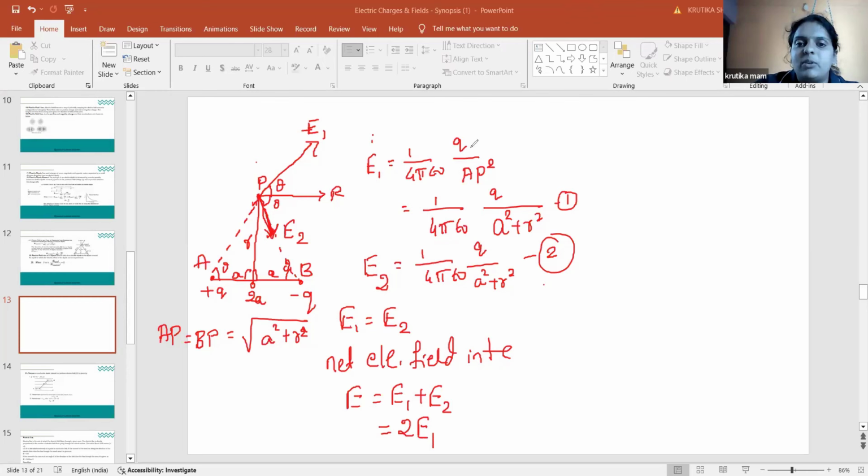1 upon 4 pi epsilon naught Q divided by A square plus R square. Any one equation you can write. Understanding? Okay. So now you can see here one concept we are introducing. See here what is happening here in the previous slide. I'll show you. You can try to take it, no problem. Because both are the same only, no? 1 upon 4 pi epsilon naught Q divided by A square plus R square. Equation 1, equation 2 both are the same. Therefore, you can write either 2E1 or you can write 2E2. Or else in general, I can also take it as what?